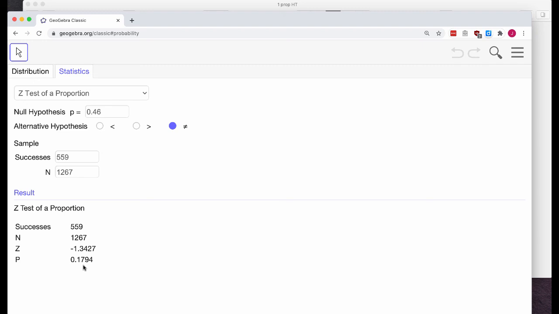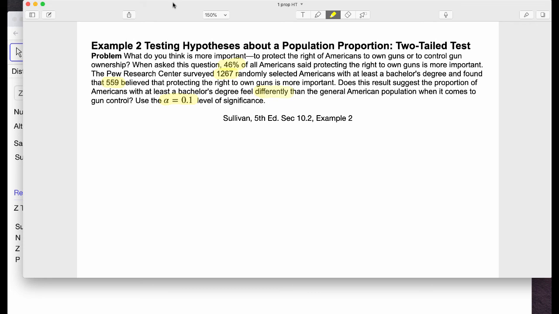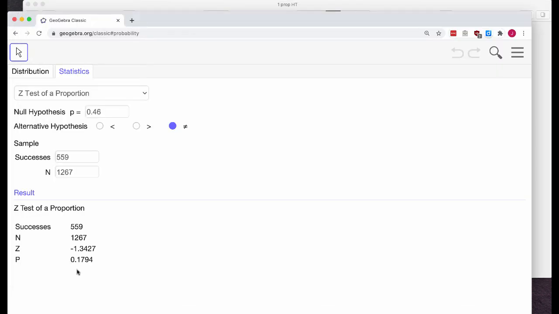So to interpret this in a sentence, we would say, there is not enough evidence to reject the null hypothesis that 46% of Americans with at least a bachelor's degree feel that protecting the right to own guns is more important. And then we'd report the p-value of p equals 0.1794. So there you go. That's how to do a hypothesis test using GeoGebra for one proportion.